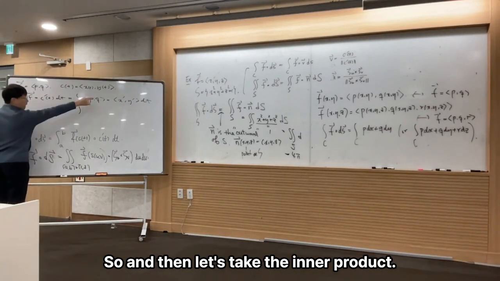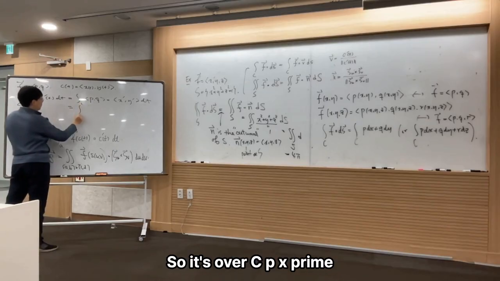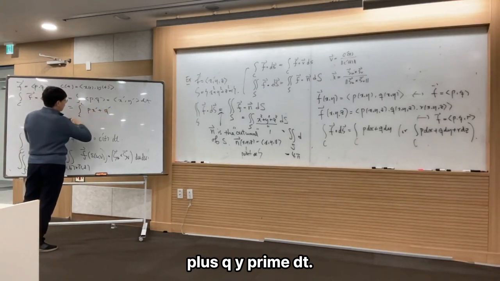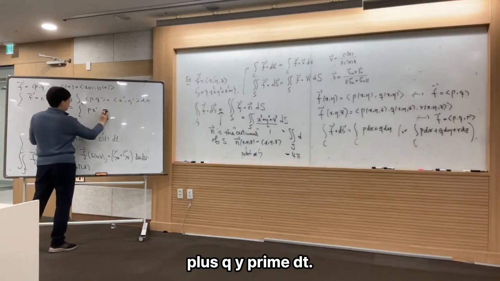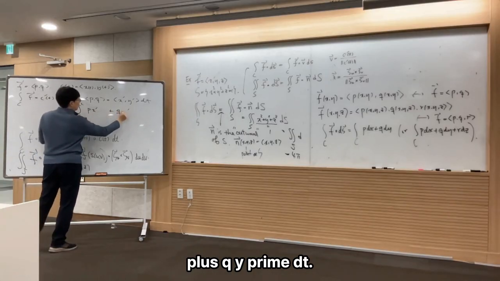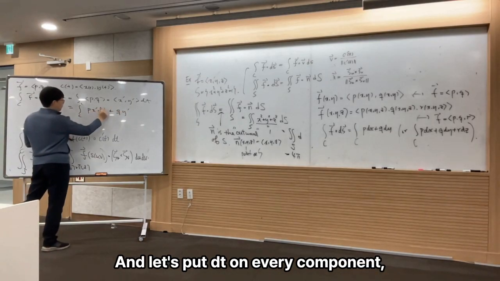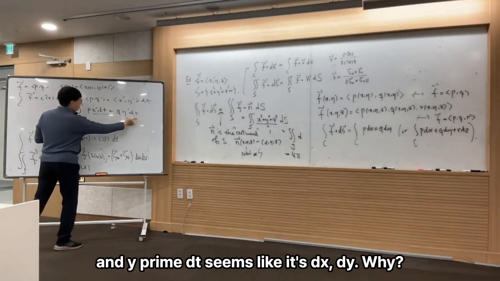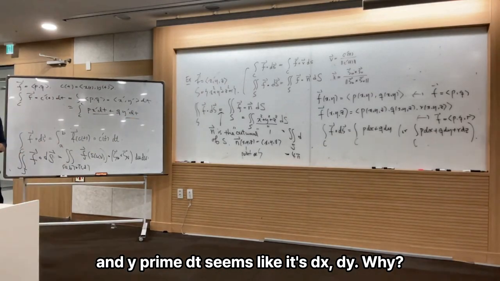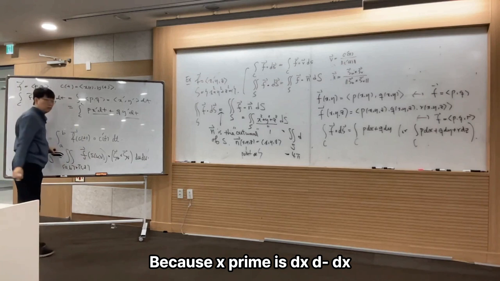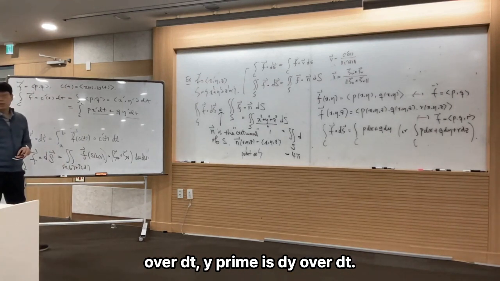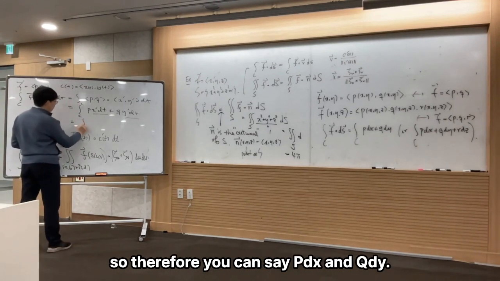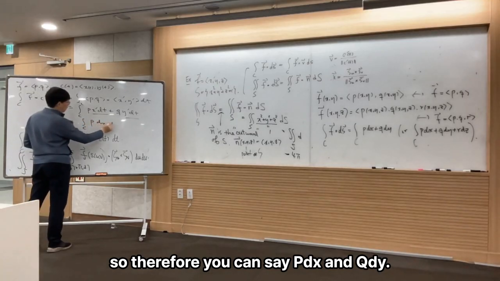You can write that out as (P, Q) inner product (x', y') dt, right? And then let's take the inner product. So it's over C, P x' plus Q y' dt. Let's put dt on every component. Then x' dt and y' dt seem like dx and dy. Why? Because x' is dx over dt, y' is dy over dt. So you can replace these with dx and dy. Therefore, you can say P dx and Q dy.